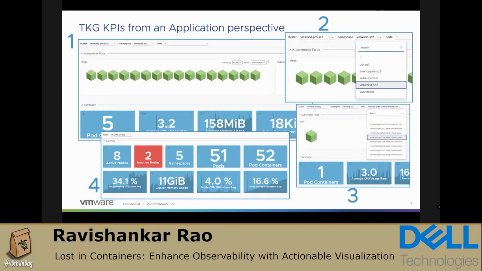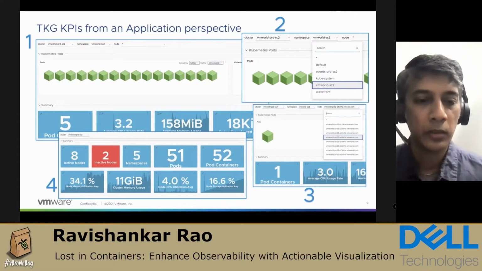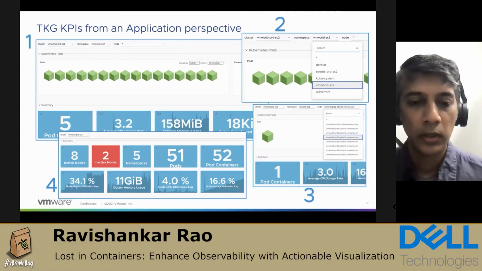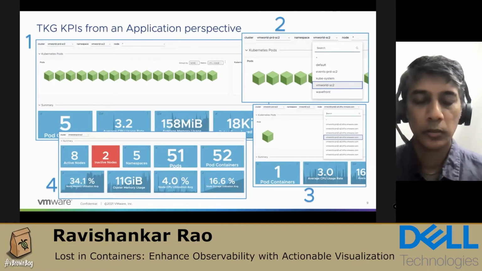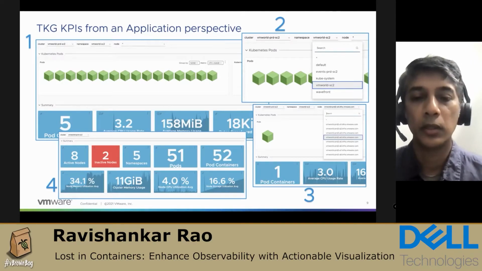I just want to see for the application, how is my container ecosystem? Do I have to plan for additional capacity? How many nodes are active? How many are inactive? What is my memory utilization? Should I put in additional nodes? Should I get more pods in? So I can make all these calls just by looking at these visuals.